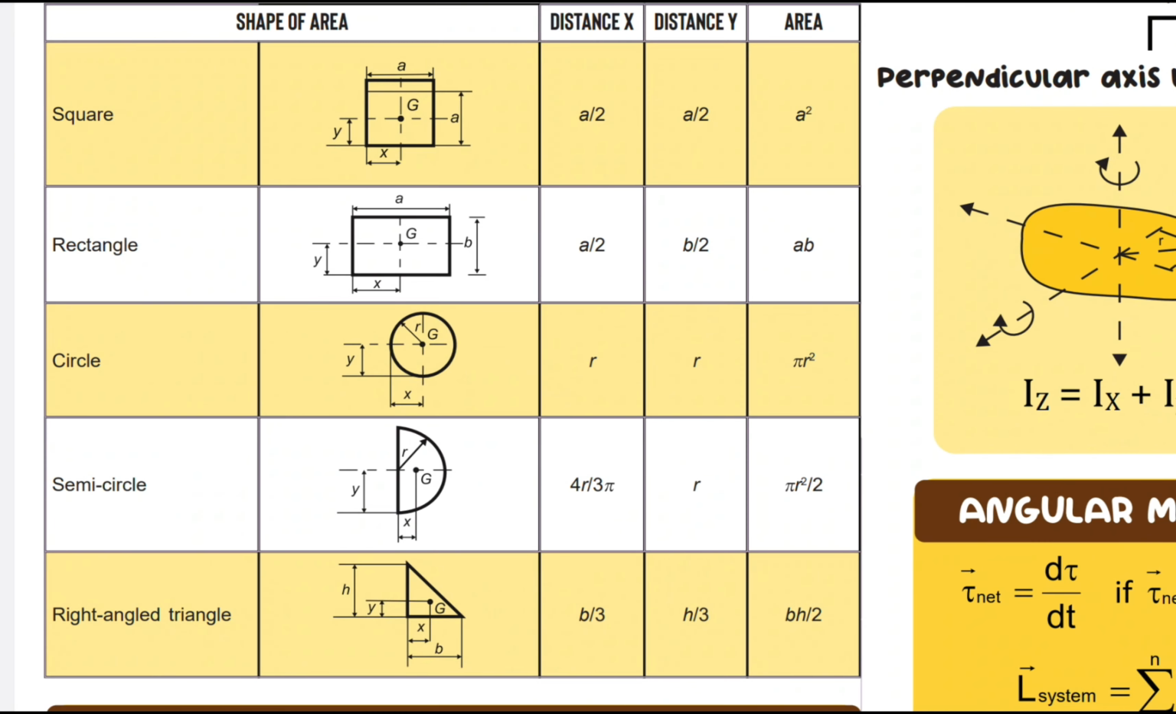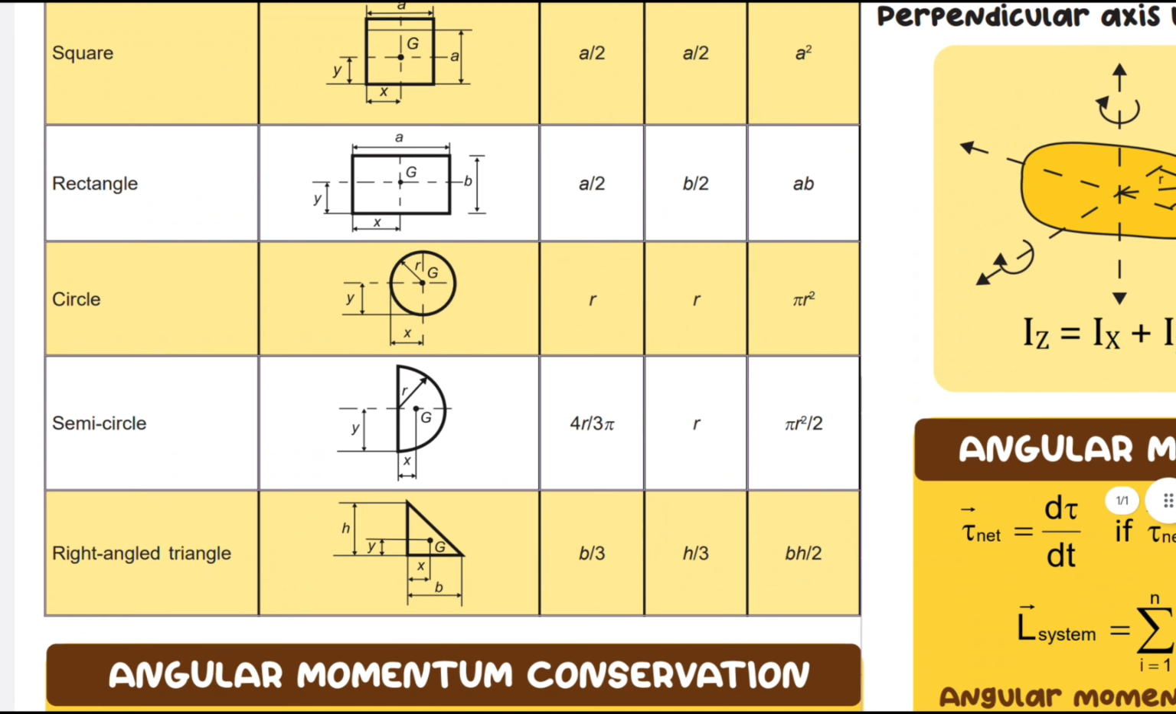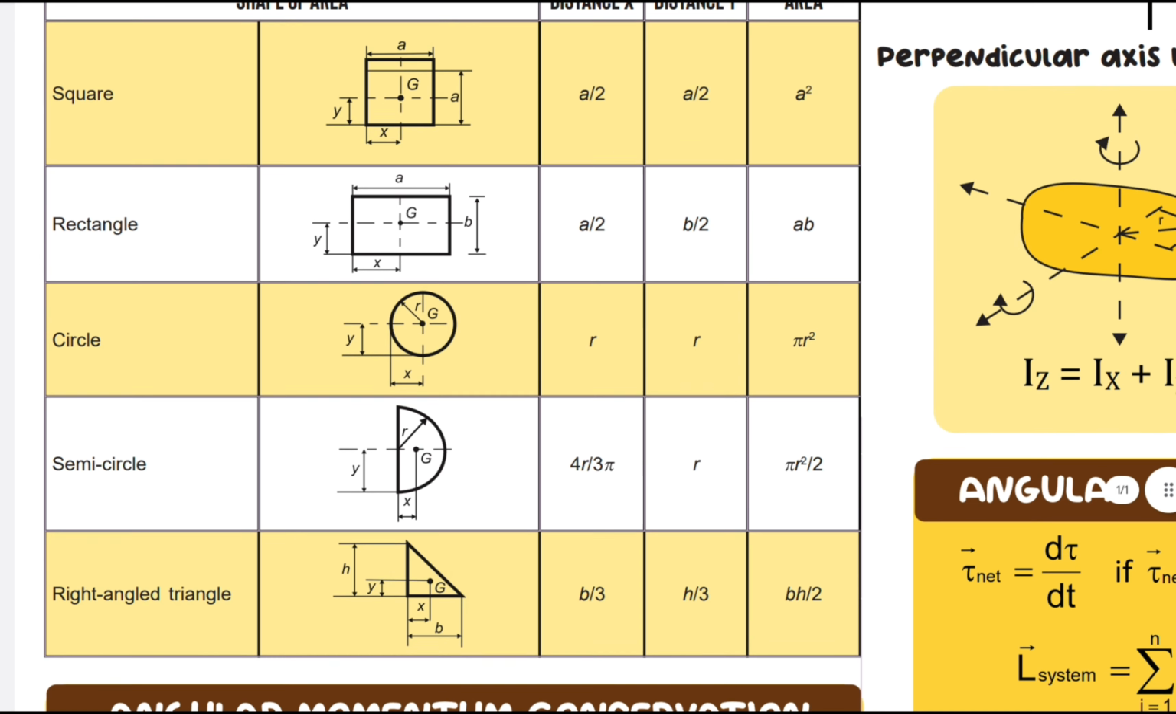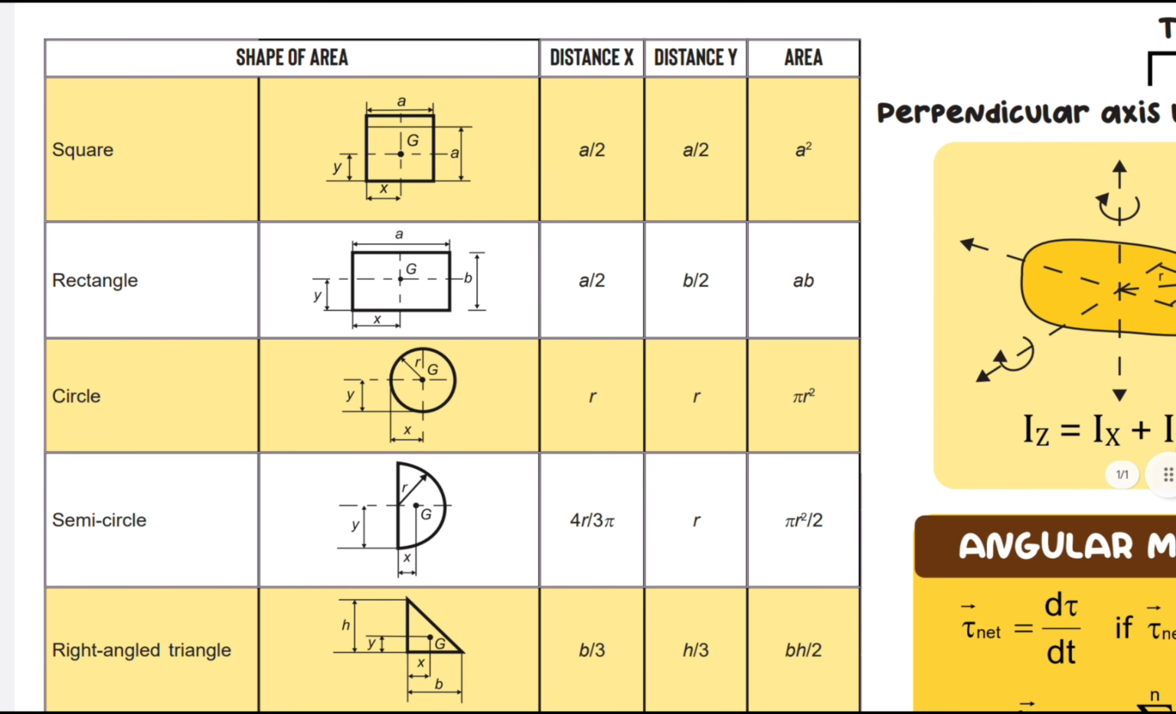Shape of area, distance x, distance y, area. Square: a by 2, a by 2, a square. Rectangle: a by 2, b by 2 and ab. Circle: r and pi r square. Semicircle: 4r by 3 pi, r, pi r square by 2. Right angle triangle: b by 3, h by 3 and bh by 2.